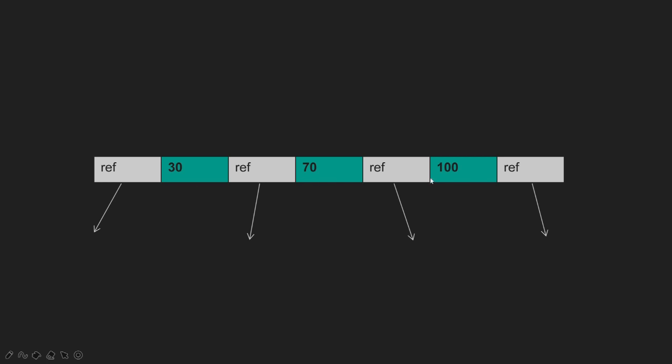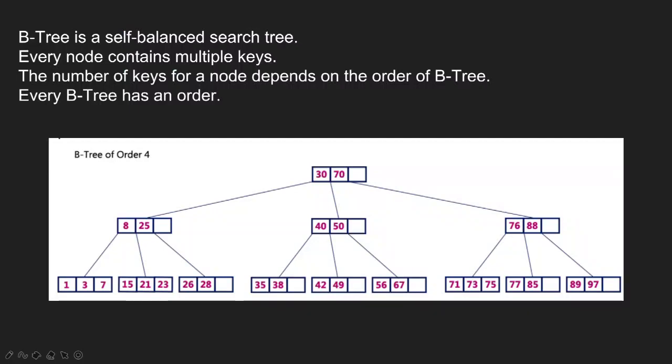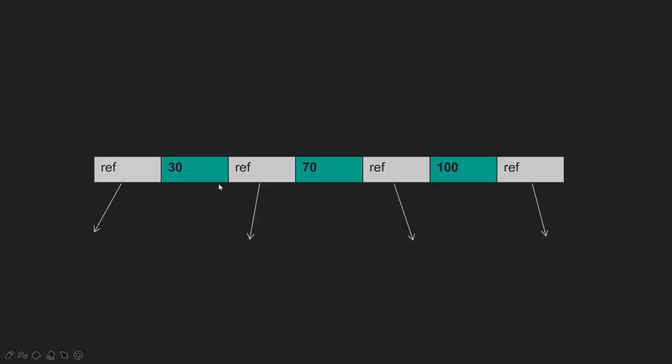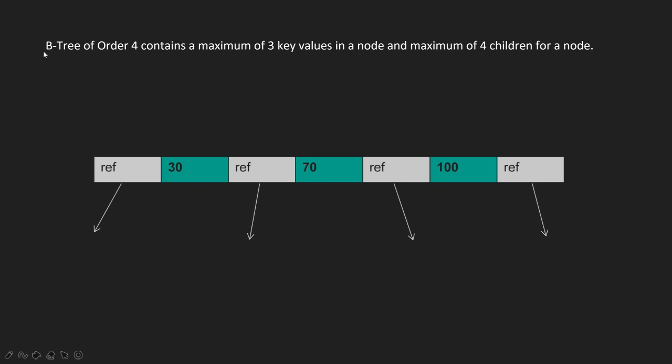So the keys in a node act like separators. Separators separate two different children. If there are 3 keys, then it will have 4 children. Now we can understand that the number of keys for a node depends on the order of B-tree. Every B-tree has an order. So here B-tree of order 4 contains a maximum of 3 key values in a node and a maximum of 4 children for a node.